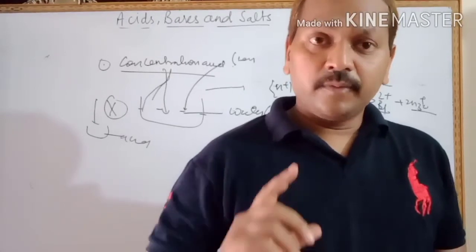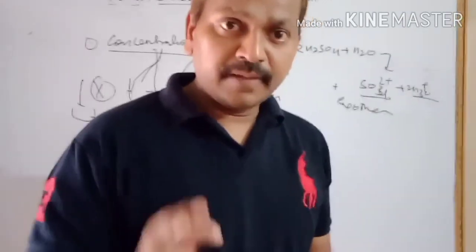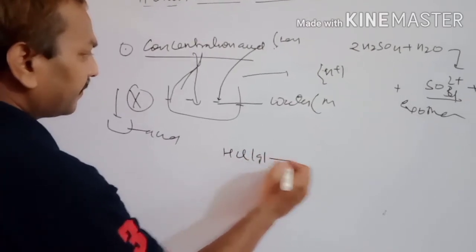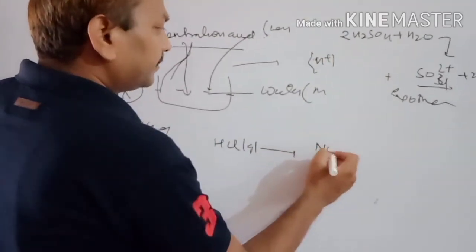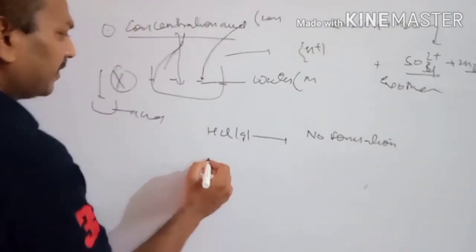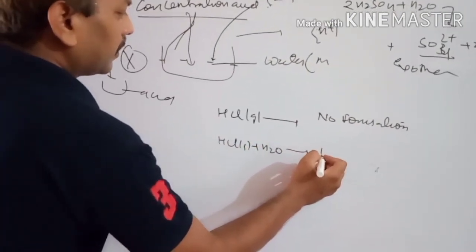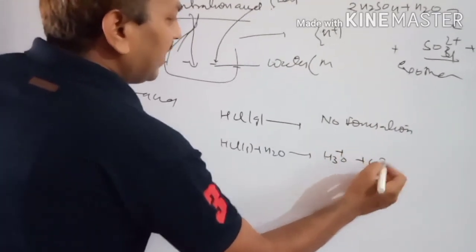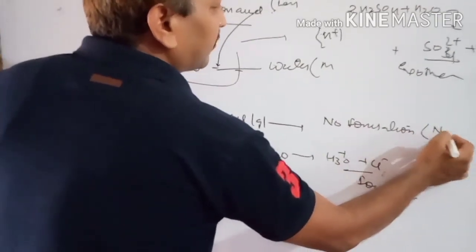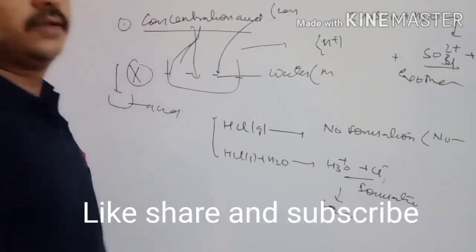Now the next point is, what is the role of water in the dissociation of acid? Here we will take up HCl gas. No ionization. If this HCl gas is dissolved in water, ionization takes place. Without water, no conduction of electricity; with water, conduction of electricity is there. So this is the one.